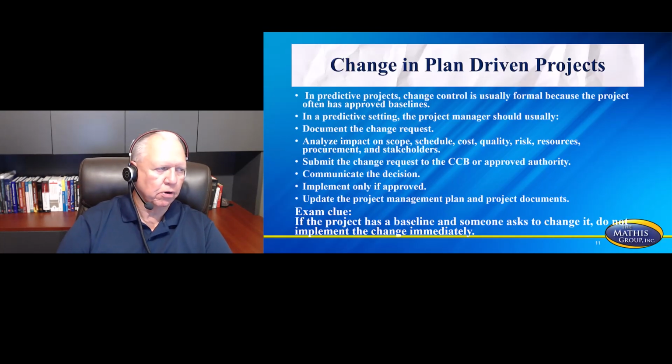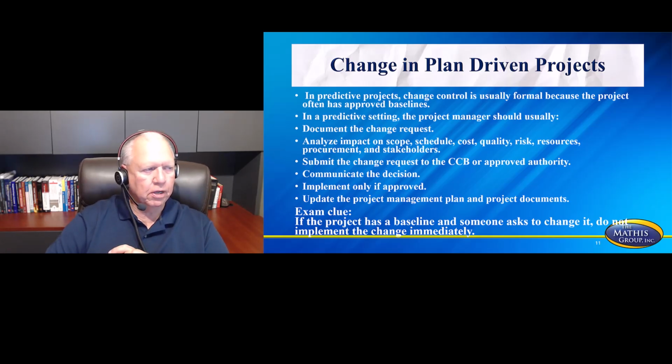Change in plan-driven projects. In predictive projects, change control is usually formal because the project often has approved baselines. In a predictive setting, the project manager should usually document the change request, analyze the impact on scope, schedule, cost, quality, risk, resources, procurement, and stakeholders, submit the change request to the CCB or approved authority, communicate the decision, implement only if it's approved, and update the project management plan and project documents.